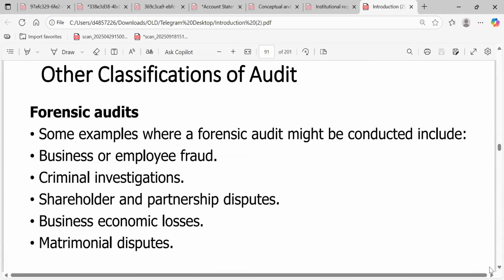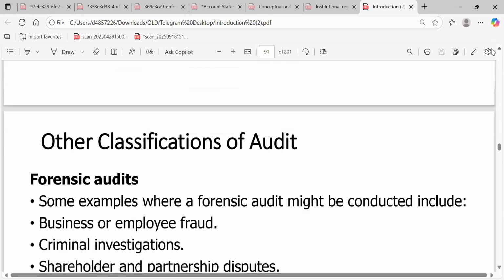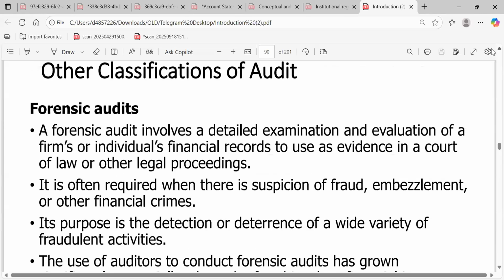Business or employee fraud. So if there's a suspicion that a particular employee has committed fraud, in that case, the entity will appoint a forensic auditor to come and audit the activities of the entity or that employee to detect and see whether actual fraud has been committed. And normally, you should know that the findings from the forensic audit, or the evidence from the forensic audit, are normally used in legal proceedings.